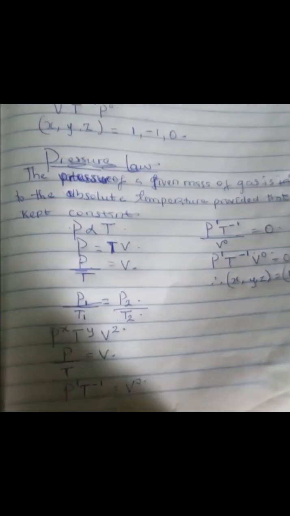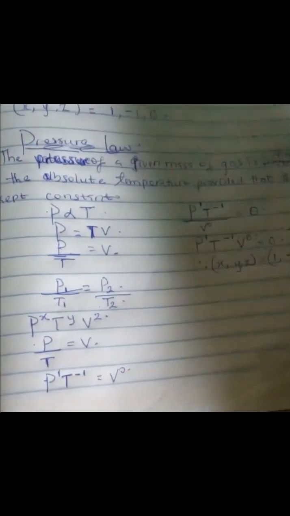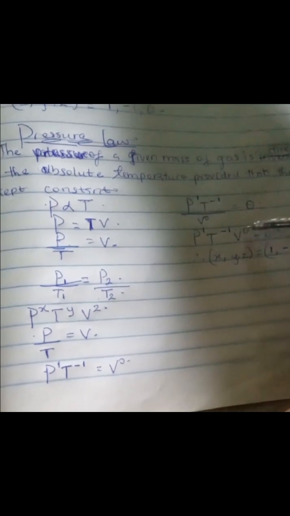We should note that when this constant goes up, the zero power is minus 0, but because both minus 0 and plus 0 are the same thing, that's why it's just 0.